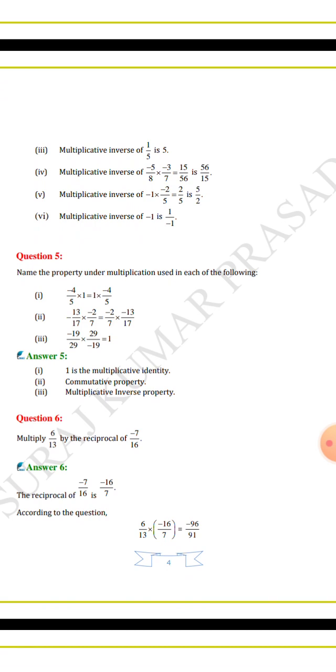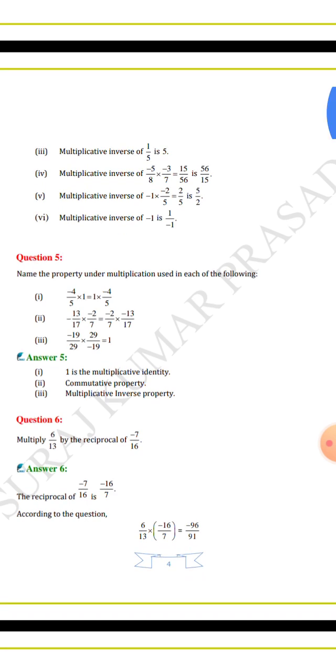Third one, the multiplicative inverse of 1 by 5 is 5. Fourth one, minus 5 by 8 into minus 3 by 7. The multiplicative inverse of minus 5 by 8 into minus 3 by 7, which is 15 by 56, is 56 by 15.